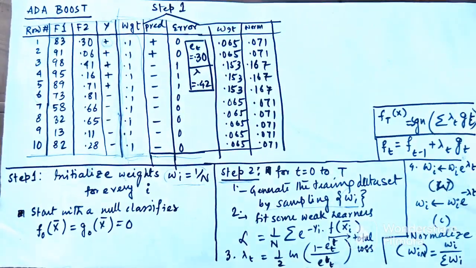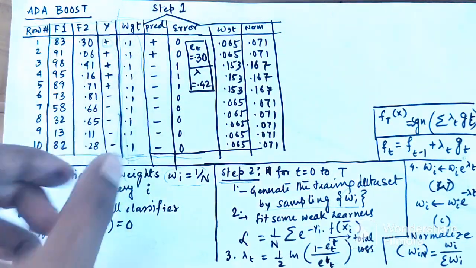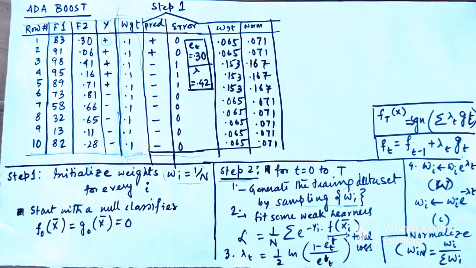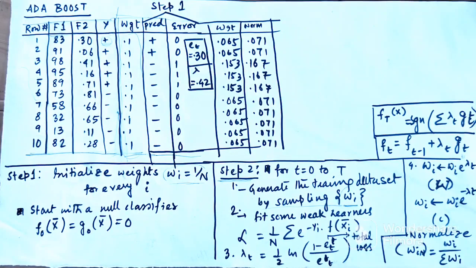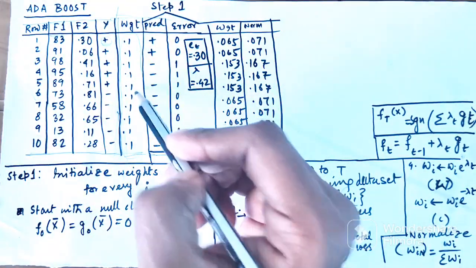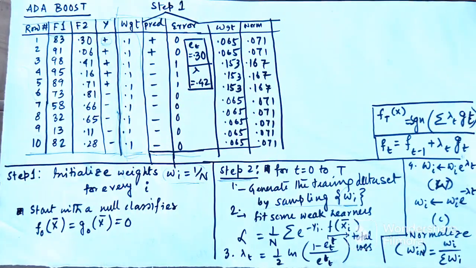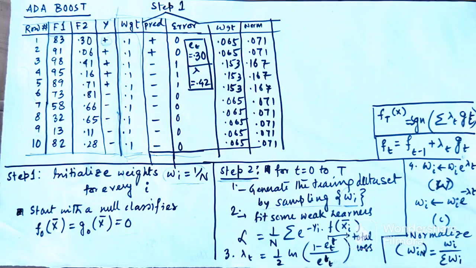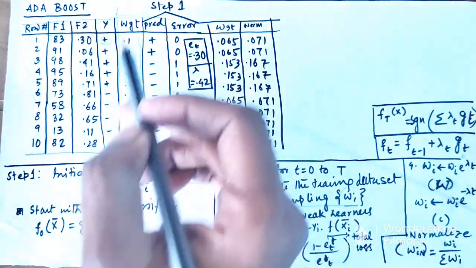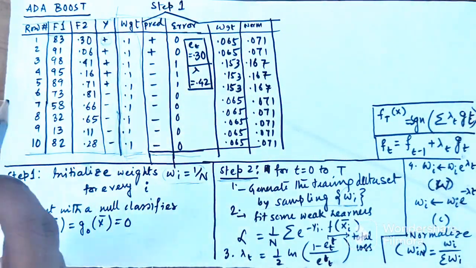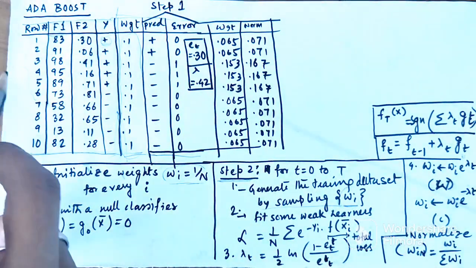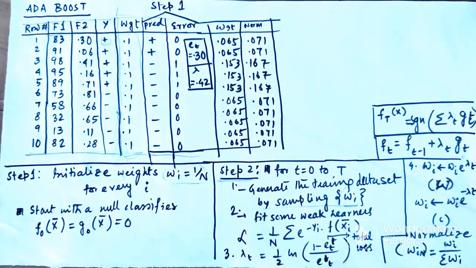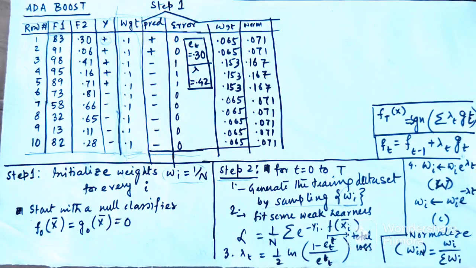Because these weights are the same. If your weights are biased, then you have to generate a random number in this range, and go on and on. But here, in the first step, all the weights are the same, so you can choose random samples and grow the tree.